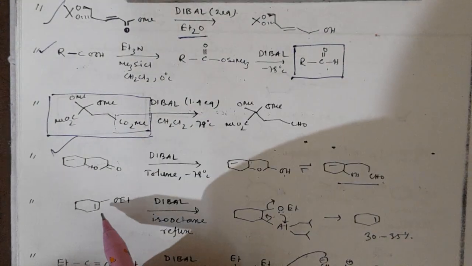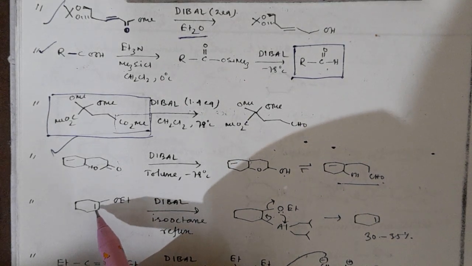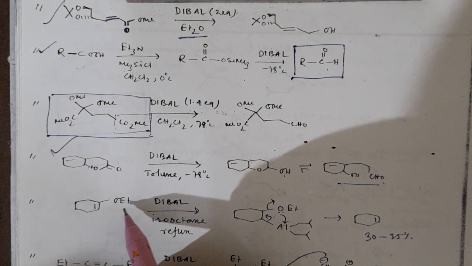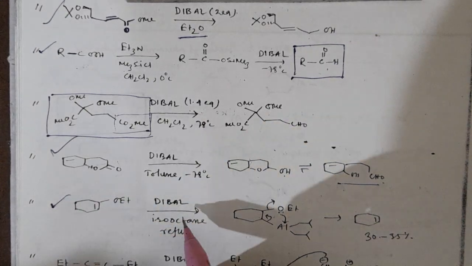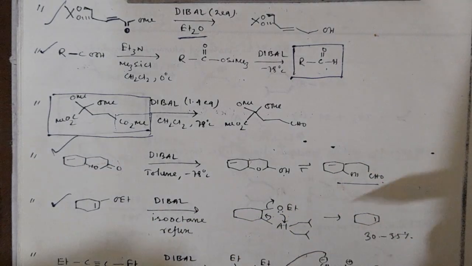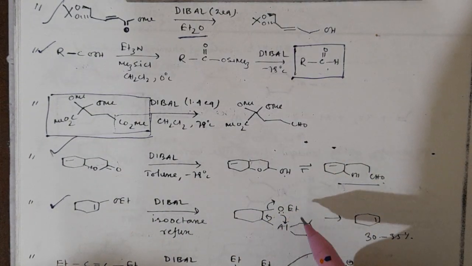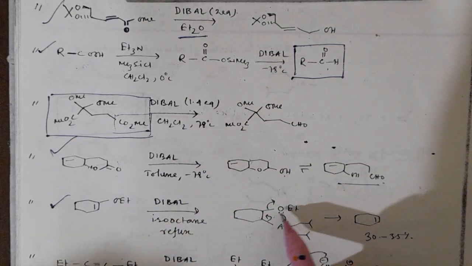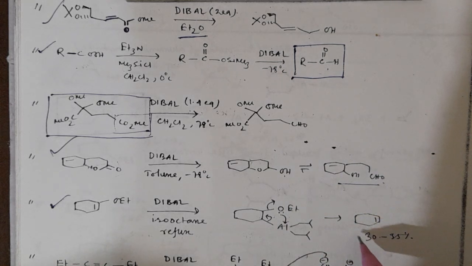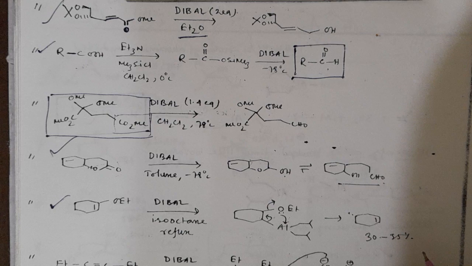Now if you take this cyclic alkene containing an O methoxy group, and do the reaction in presence of DIBAL in isooctane reflux solvent medium, as you can see, this is the mechanism. The DIBAL hydride will attack here, and as a result it forms this kind of cyclohexene compound. But here you can see the percentage yield of this product is very low, about 30 to 35%.